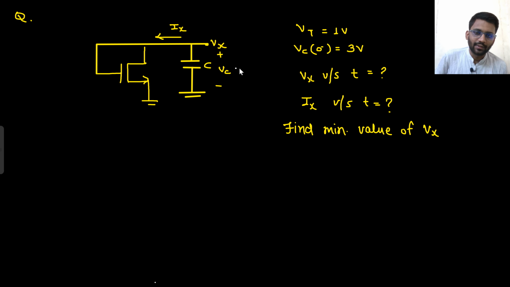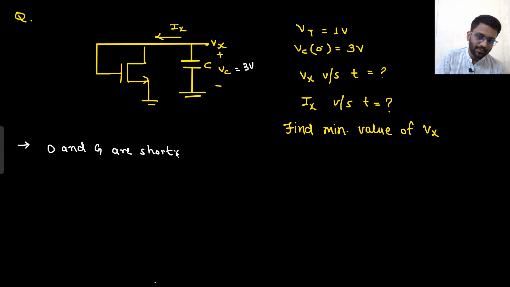Initial voltage is 3 volt. What did you notice here? Here the drain and gate are shorted. Which will be drain, which will be source? This is at 3 volt. This is at 0. So this will be drain, this will be source. That's it. No problem. Here drain and gate are shorted.